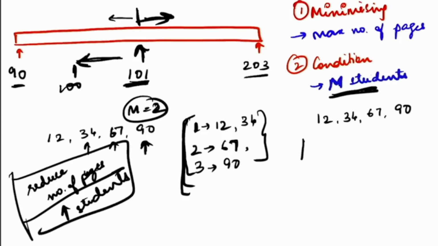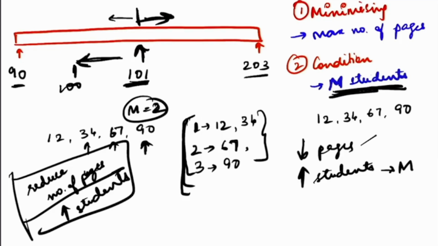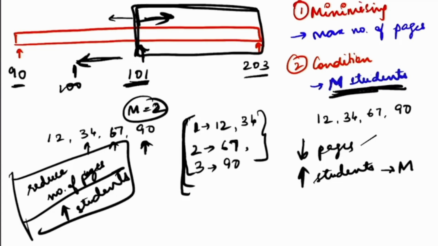If we reduce the number of pages, we are basically increasing the number of students. And it is given that there are m students, so the maximum number of students is m. To reduce the number of students, we have to increase the number of pages. That is why our search space now reduces to this, and we don't check these values at all. And this is why we can apply binary search.